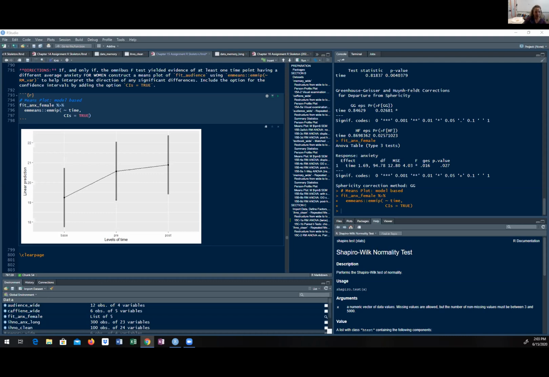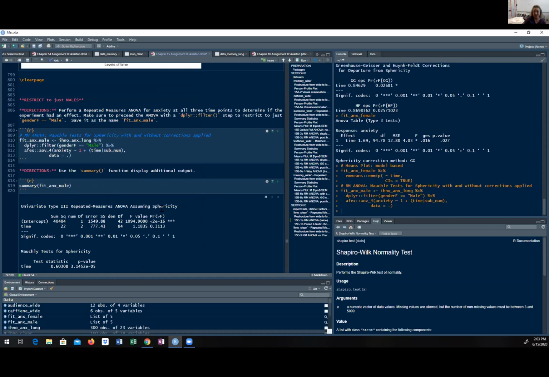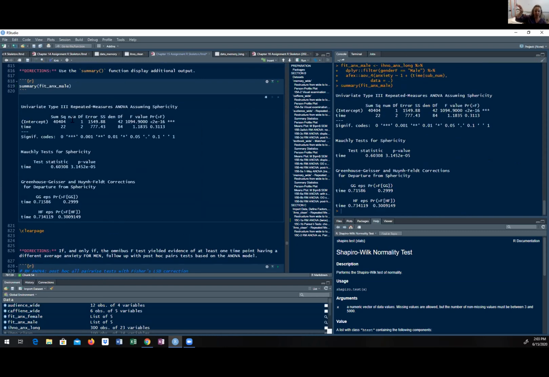Now for men, what do we see with men? Do we see the same thing? There was no significance for men. We see no significance. Now with the summary, we look at the top and it's not significant, but what happens when you look at Mauchly's test? Mauchly's test tells us we need to apply the epsilon correction. Let's do the Greenhouse-Geisser.